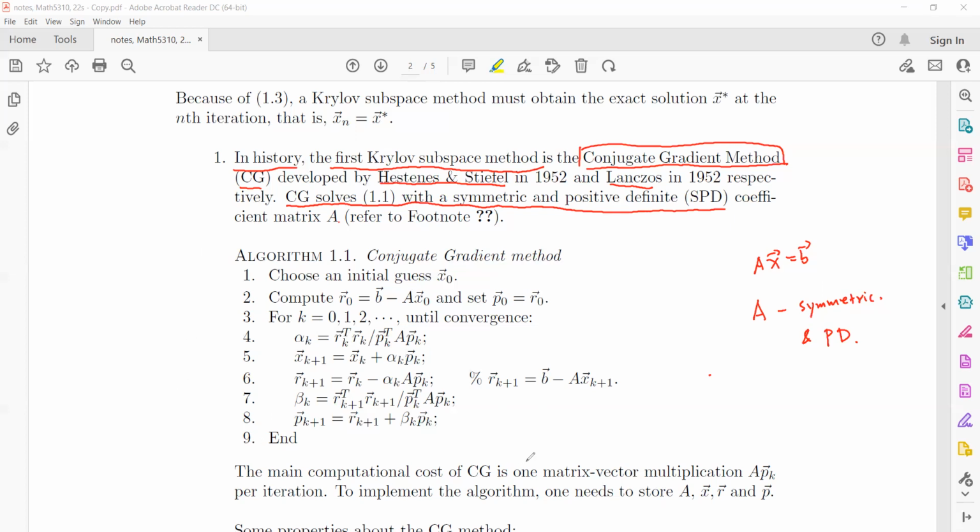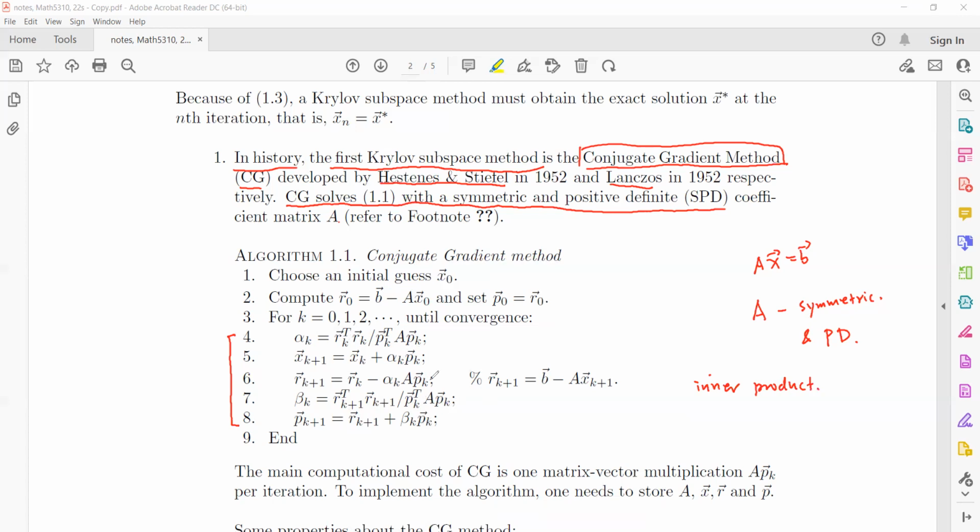The algorithm is not long. How many lines? Just 1, 2, 3, 4, 5 lines. A vector transpose times a vector. This is an inner product. So in the CG method, there are two main operations. One is the inner product. Here, inner product, here, inner product, and inner product.